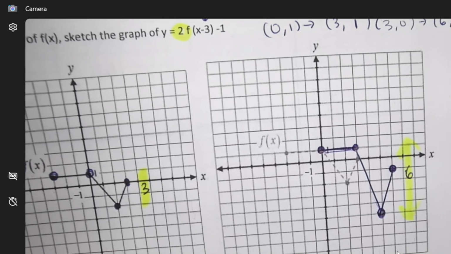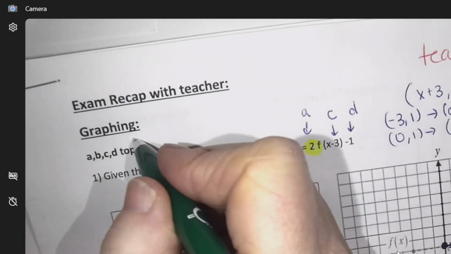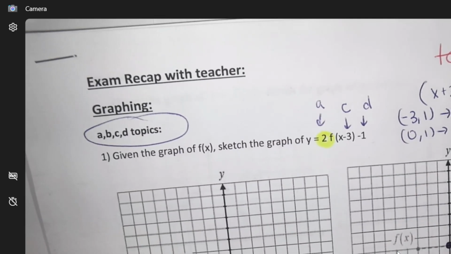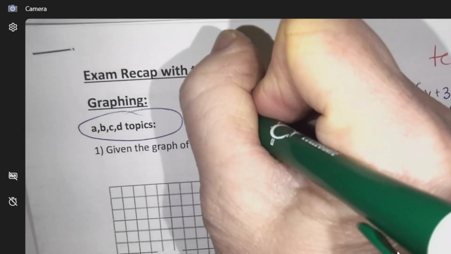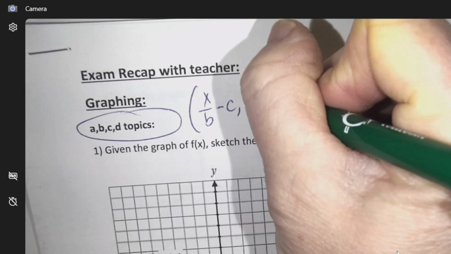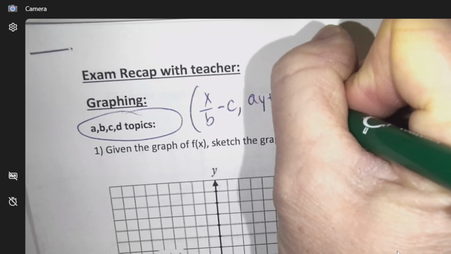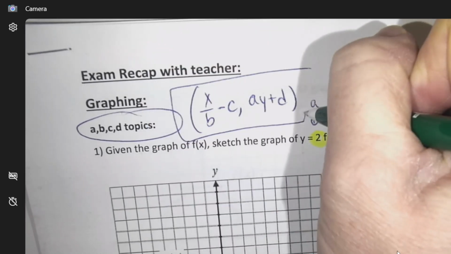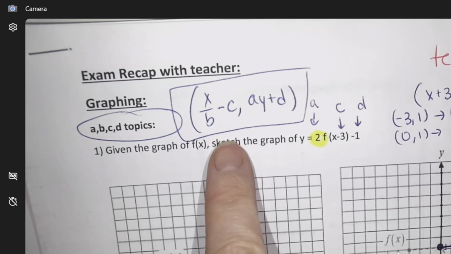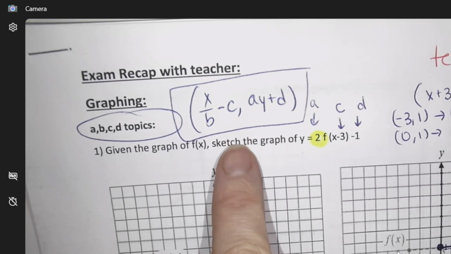Okay, ABCD stuff. Please make sure you have this. It applies to so many things. Make sure you know what you're doing here. Right? That's the foundation of a lot of things. That little thing right there, right?